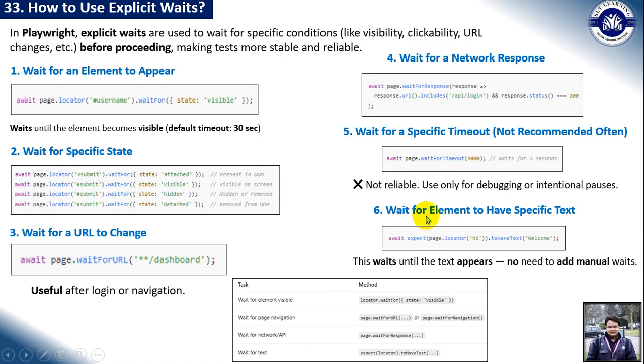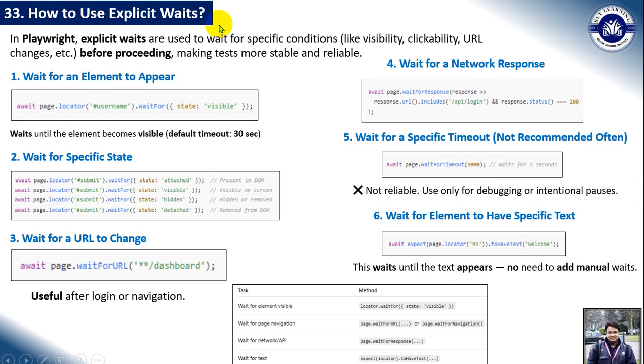Okay, then wait for an element to have specific text. Let's suppose I am waiting for the text welcome. Okay, so await expect page.locator h1 toHaveText welcome. So I am waiting for this particular locator h1 to have the text welcome. Okay, this will wait until the text appears, no need to add any manual or extra wait. Okay, so explicit wait, I will just say in simple terms, you can use waitFor, and you can provide different conditions like waitFor state, waitFor text, and something like that will help you do these things.